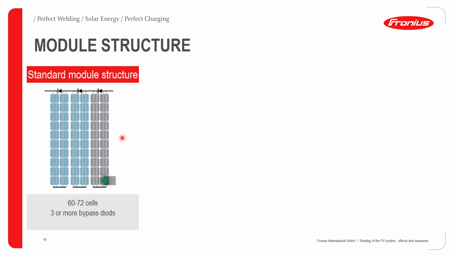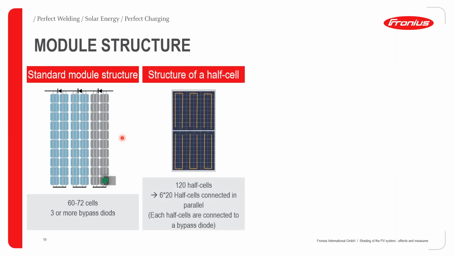So that's for the standard module. But the practice these days by module manufacturers, which is actually a positive one, is the emergence of half cells. So these half cells are basically 120 half cells, that in turn gives us, in this case, 20 by 6 half cells. So this basically means that these half cells are all parallel connected to bypass diodes.